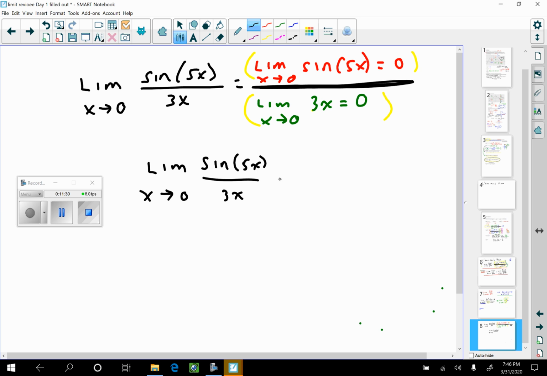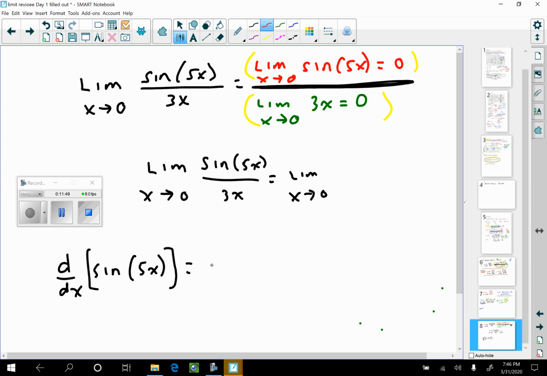or 3x, and that's going to be the limit as x goes to 0 of the derivative. So what is the derivative of this guy right here? Well, the derivative of sine is cosine of 5x. Oh, no, keep in mind I have to differentiate this. I have to multiply this by the derivative of the inside, and the derivative of 5x, folks, is 5. So the derivative of sine of 5x is 5 cosine 5x.